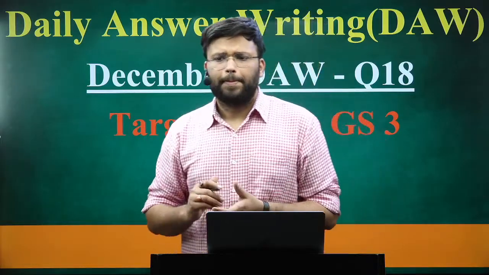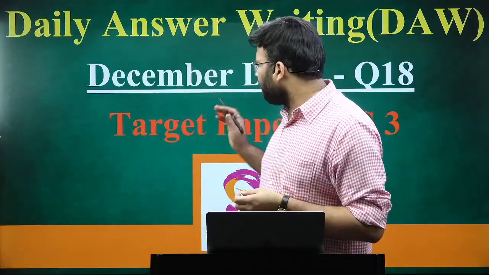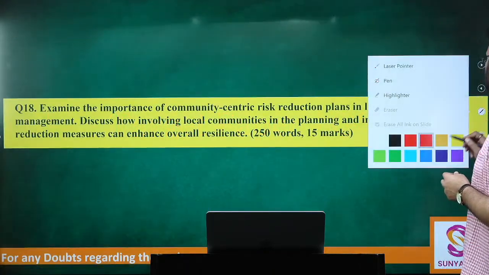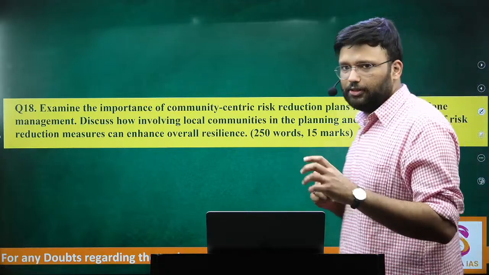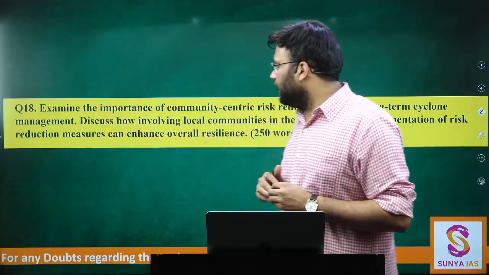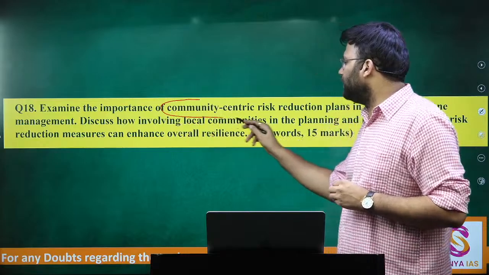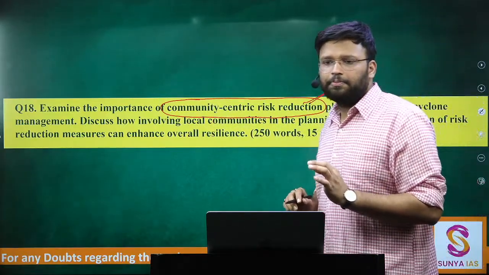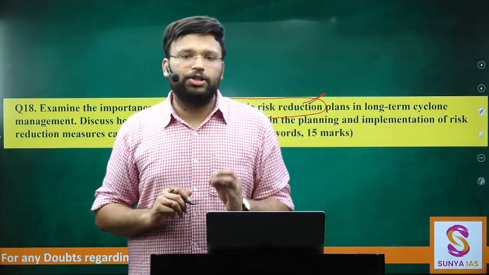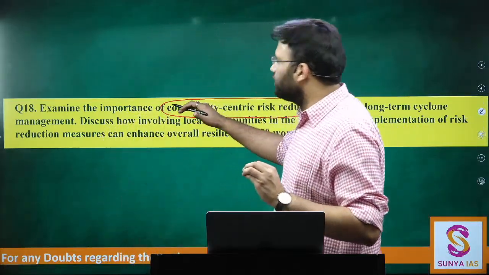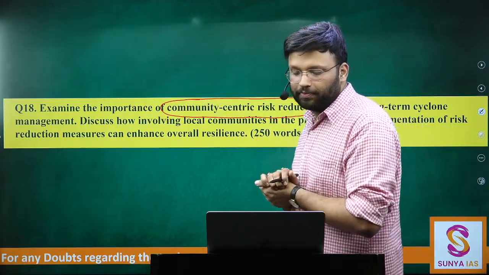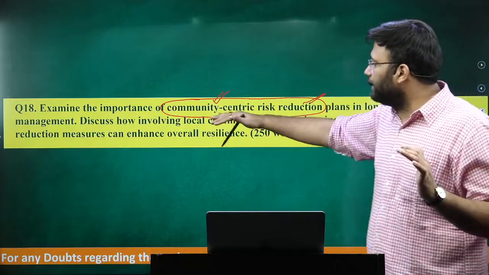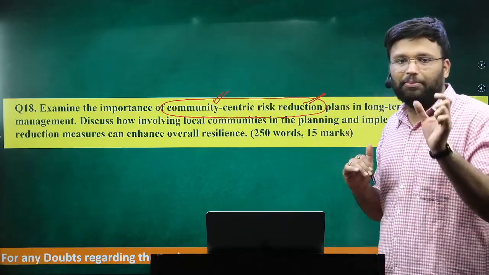So now we will start with today's question number 18. Let's first look at the question. Examine the importance of community-centric risk reduction plans. So the first keyword that we have identified in the question is that the question is on disaster management, and the question is asking about what is the importance of community-centric risk reduction.